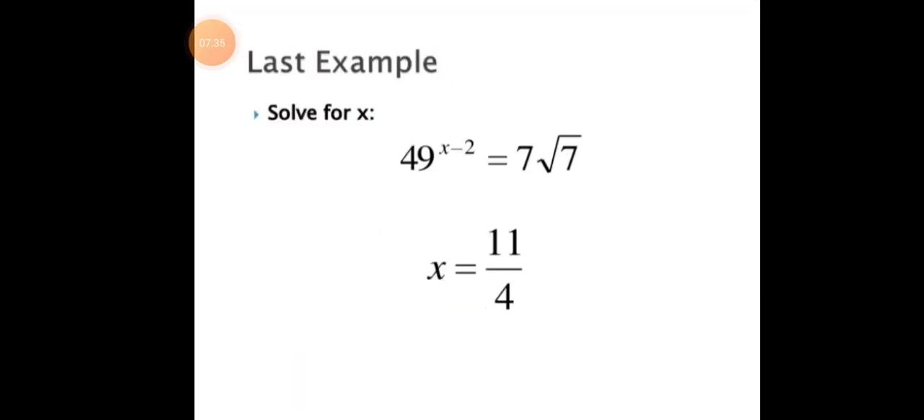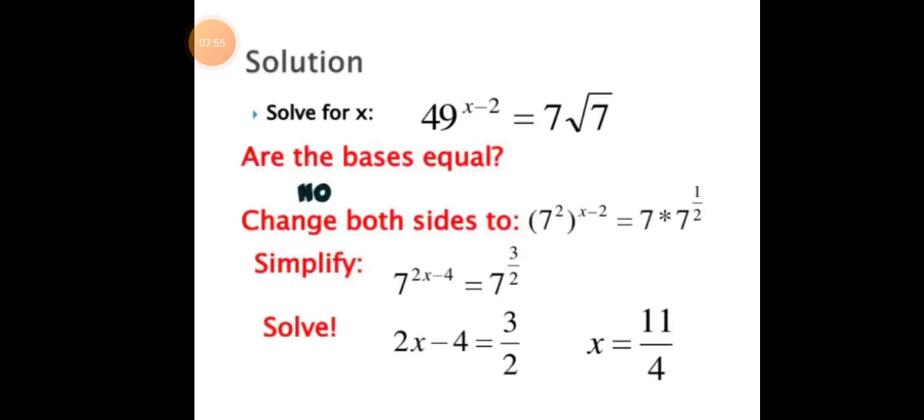Next is the last example. Solve for x: 49 to the power of x minus 2 equals 7 square root of 7. So 7 times 7 equals 49. So x equals 11/4. Then the solution: we need to show our solution. The question is, are the bases equal? No.